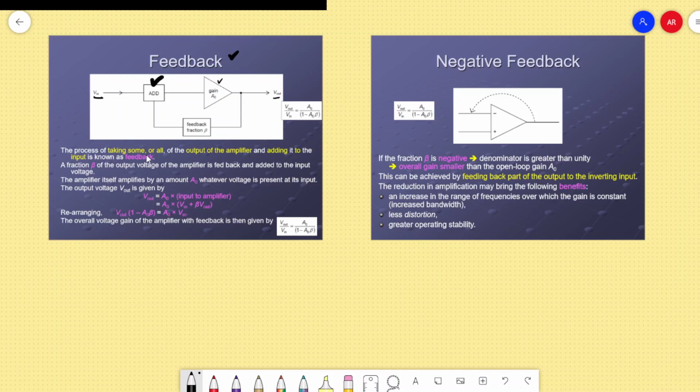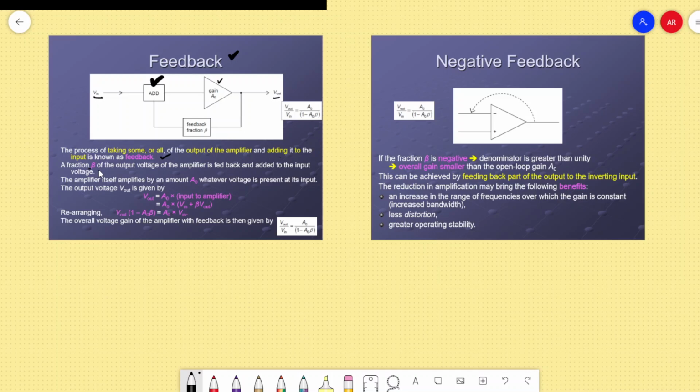The process of taking some or all of the output of the amplifier and adding it to the input is known as feedback. So this is the formal definition of feedback. If you want, you can take the entire voltage output back into the input terminal, or you can feed part of the voltage output into the input terminal. The feedback fraction here is denoted by beta, conventionally, of the output voltage.